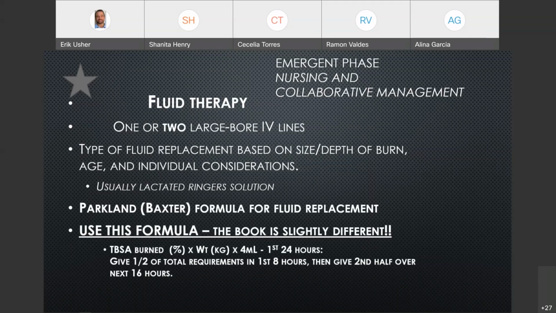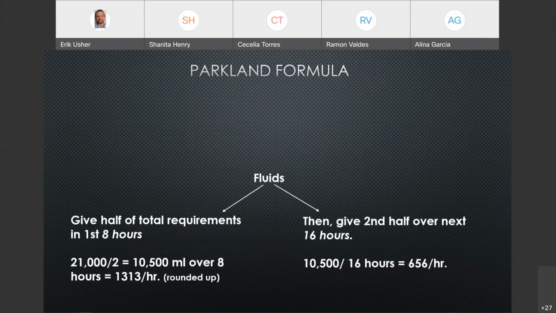So it's the total BSA times the weight in kilograms times 4. And all that fluid goes in the first 24 hours. You split it in half. The first half of that fluid goes over 8 hours, and then the second is over the next 16 hours. And the start time is when the injury occurred. So let's look at it here.